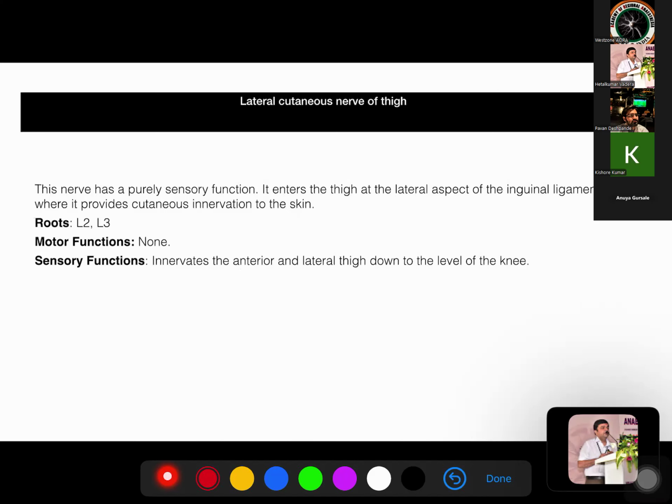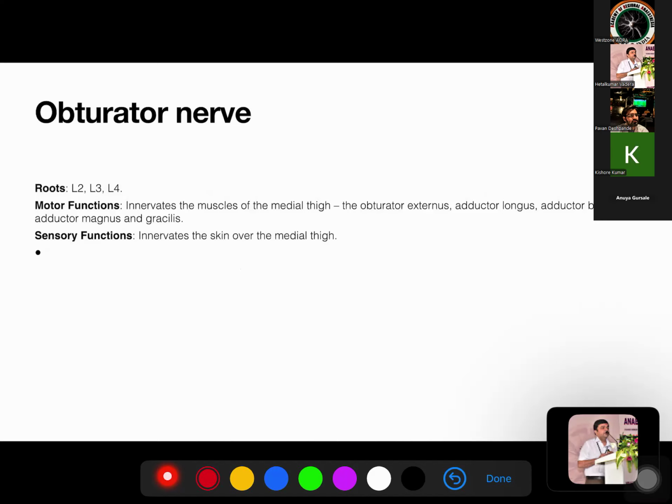Coming to the lateral cutaneous nerve of thigh, it innervates the anterior and lateral thigh down to the level of the knee. Coming to the obturator nerve, the root value is L2, L3, L4. Its sensory and motor functions innervate the muscles of the medial thigh: the obturator externus and the adductor muscles, adductor longus, adductor brevis, adductor magnus, and gracilis. Sensory function innervates the skin over the medial thigh.